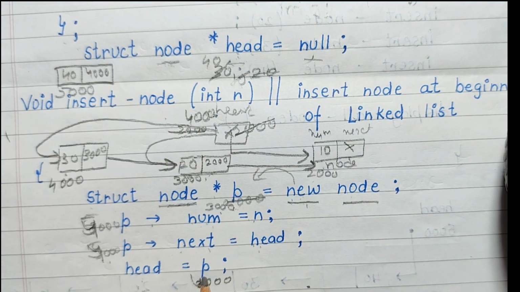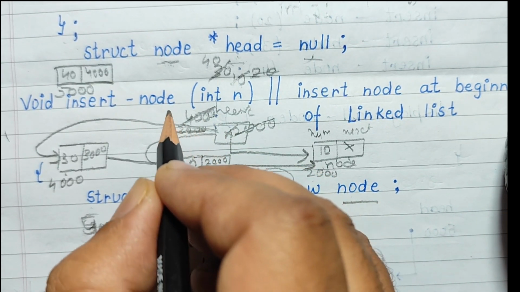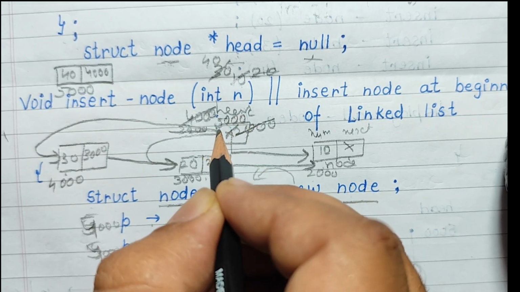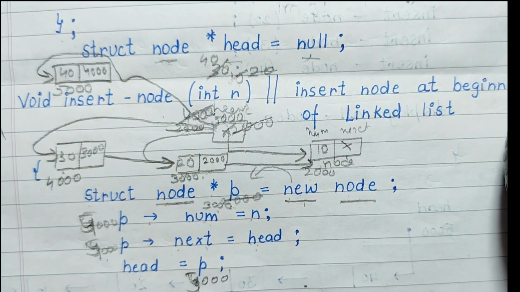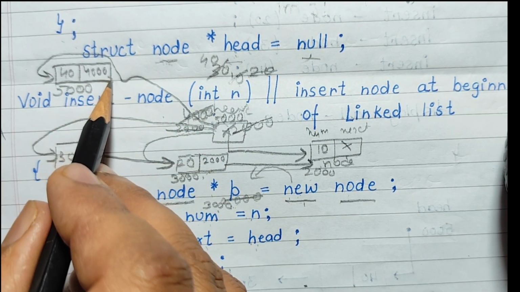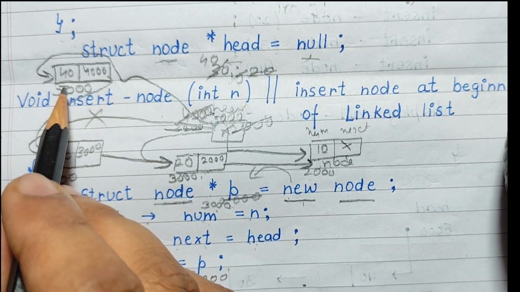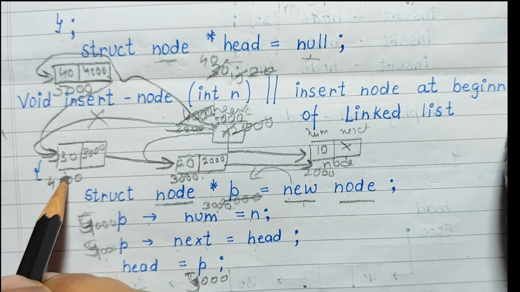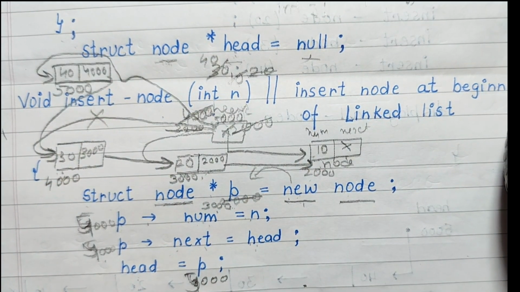After this, head is equal to p. It means head has the value 5000. So now 4000 is replaced by 5000. Now head points to which location? Head points to this location 5000. This node is connected with the 4000 node, and the old connection from head is lost right now. So head points to the element which has the value 40. The next node is 4000. After this 30 will display, then 20, then 10. In this way it will work.